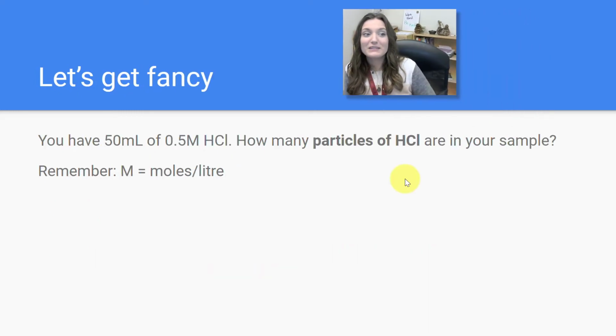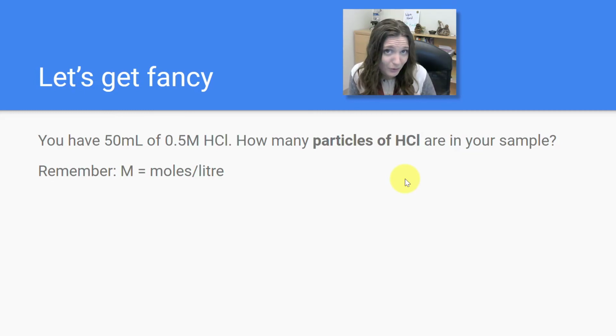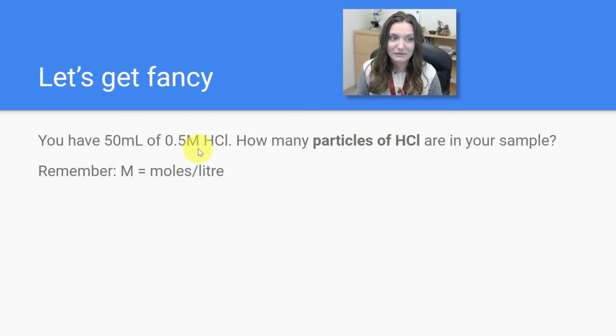We have 50 mils, 50 milliliters of 0.5 molar hydrochloric acid. How many particles, how many molecules of hydrochloric acid are in our sample, in our 50 mils? Remember, this unit right here equals moles per liter. So we have our volume, and we know the concentration. Now we just want to get to moles and then convert that to particles.